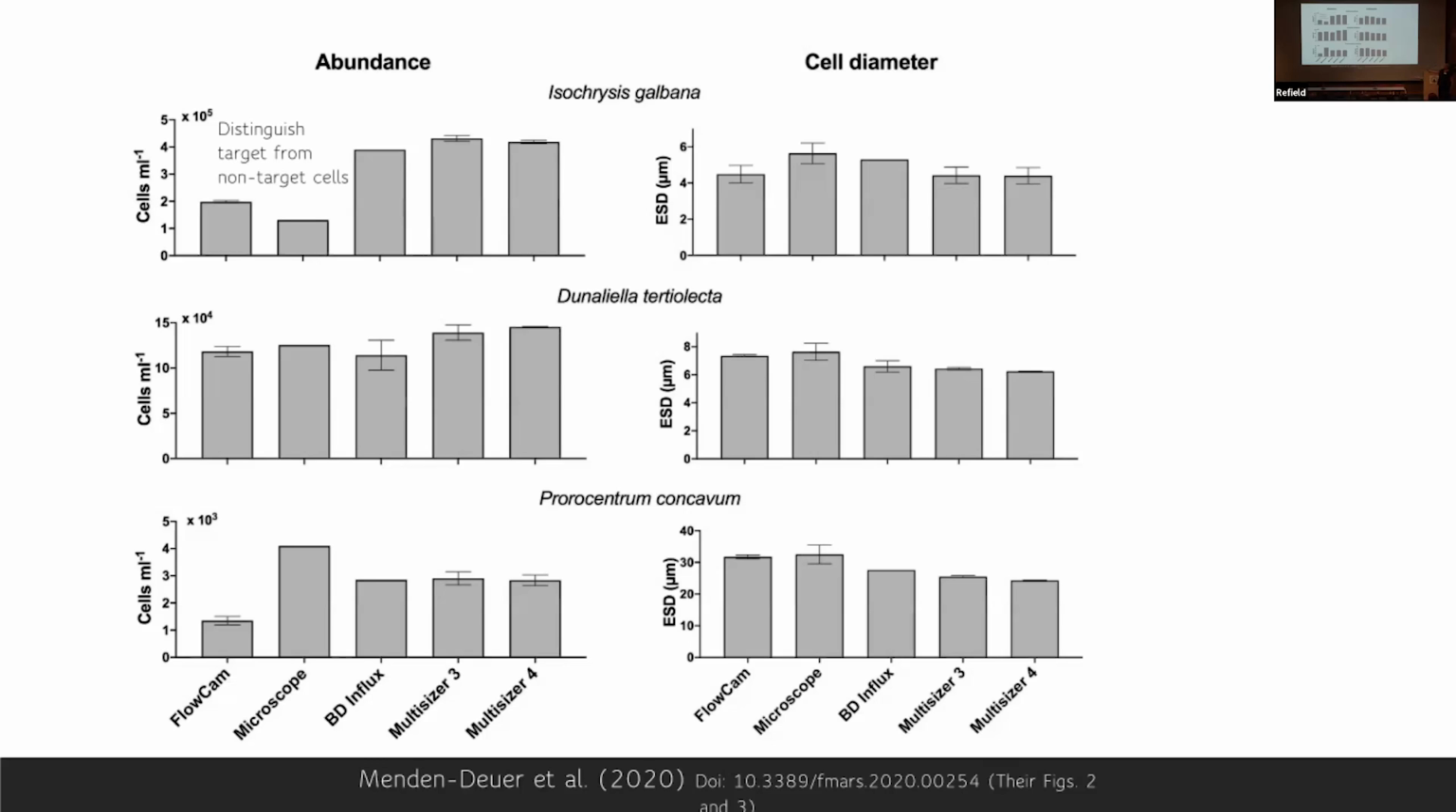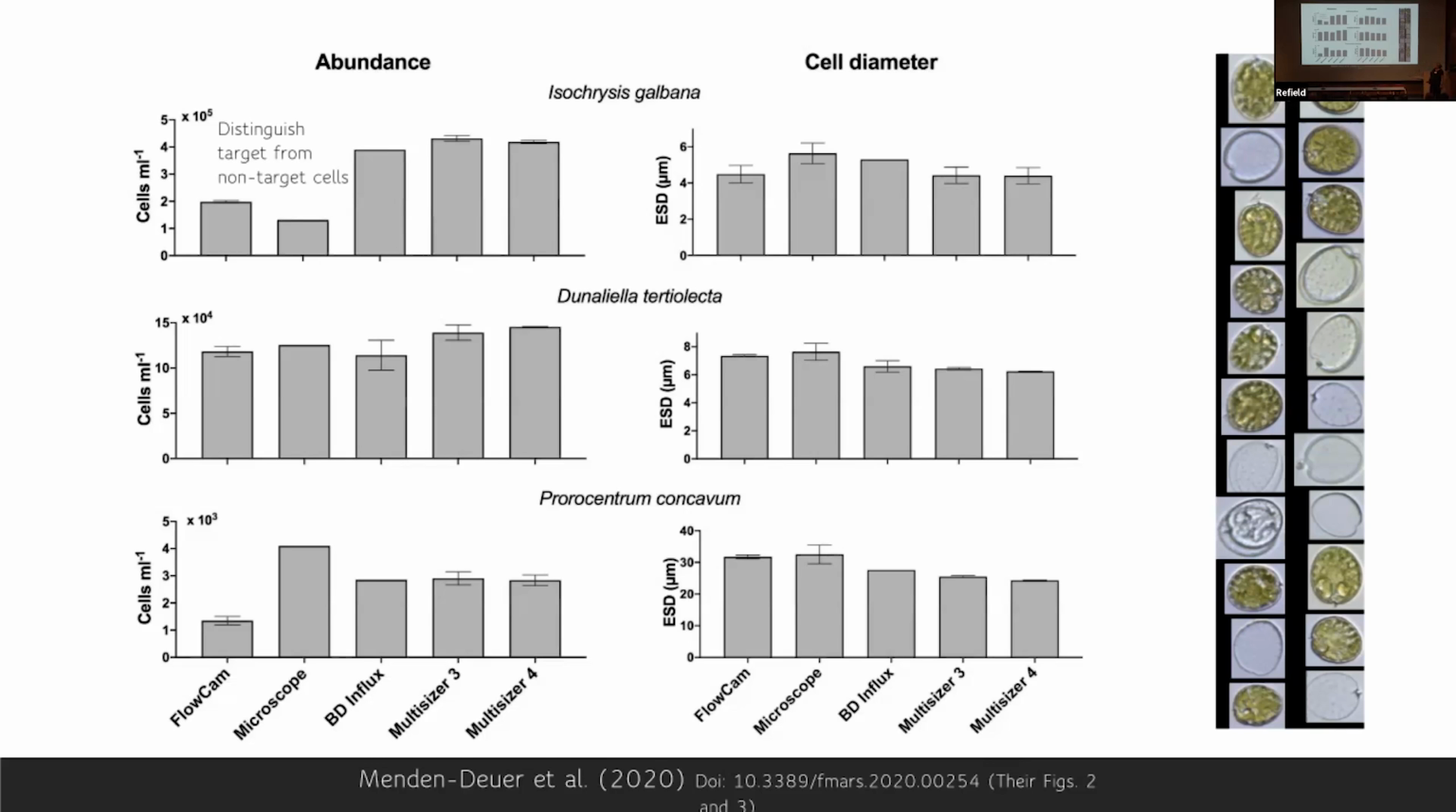But they did find that the FlowCam and the microscope, the ones where you can literally look at the organism, were a little bit better at distinguishing target from non-target cells, so the ones you were really looking for versus others. And so they were slightly lower, significantly lower in terms of cell abundance.